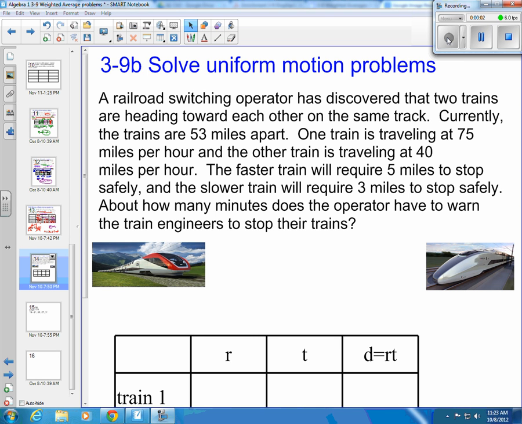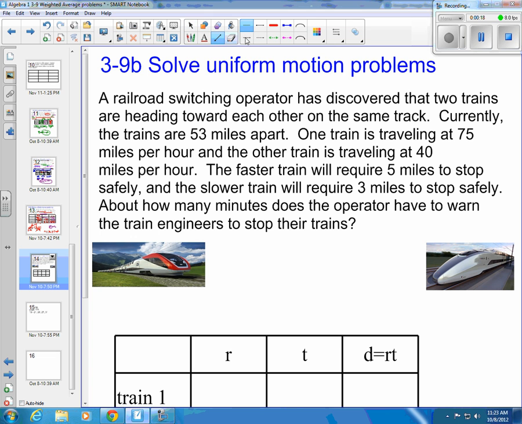Okay, I've got two trains traveling towards each other. This is a lot like the movie Unstoppable. If you got to see that movie, it's a great movie. A railroad switch operator has discovered that two trains are headed towards each other on the same track. Currently, the trains are 53 miles apart.